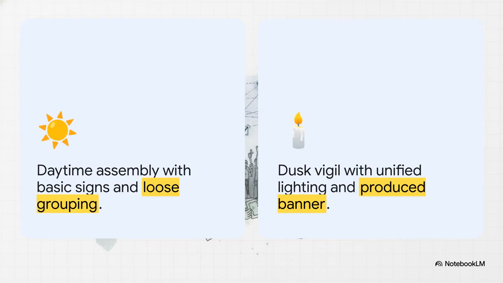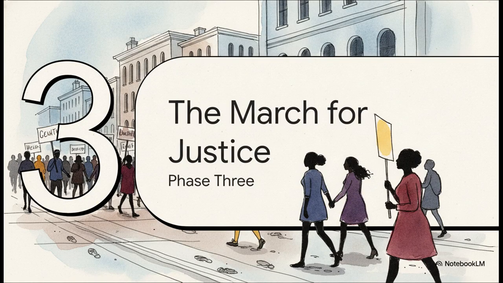To put that into perspective, this strategic evolution is absolutely crucial. We're moving from a daytime setting with basic signage and informal groupings over to the strategic use of dusk, unified lighting, and highly produced banners. This deliberate shift builds an unbelievable amount of visual and emotional momentum, proving to everyone watching that this group is more than capable of sustained organized action. And that momentum pushes us into phase 3, the March for Justice.